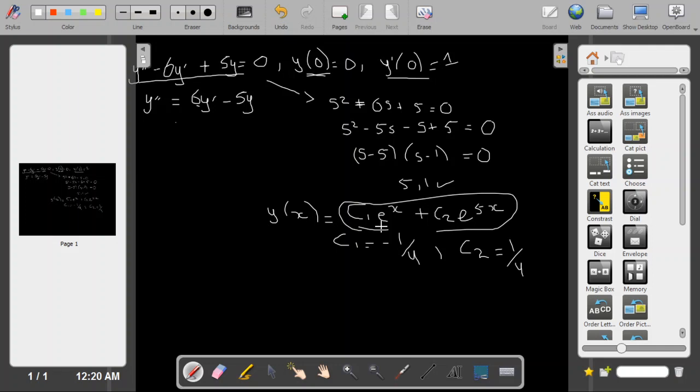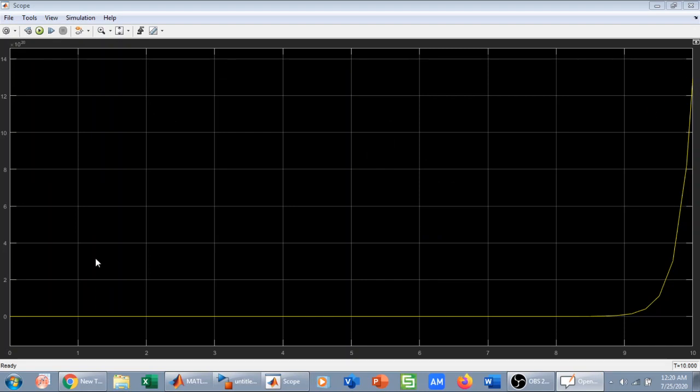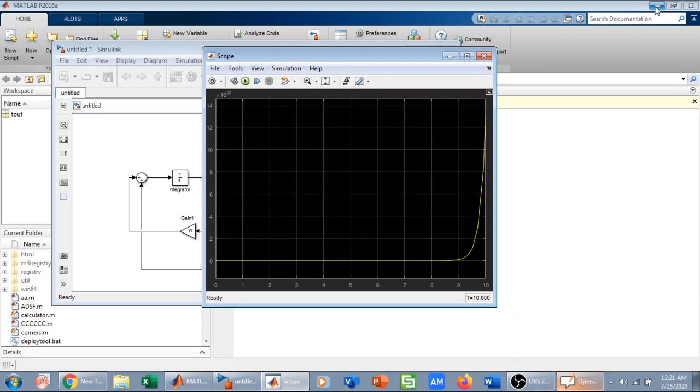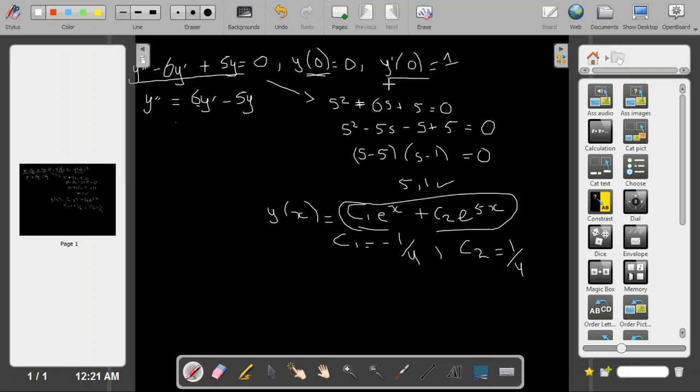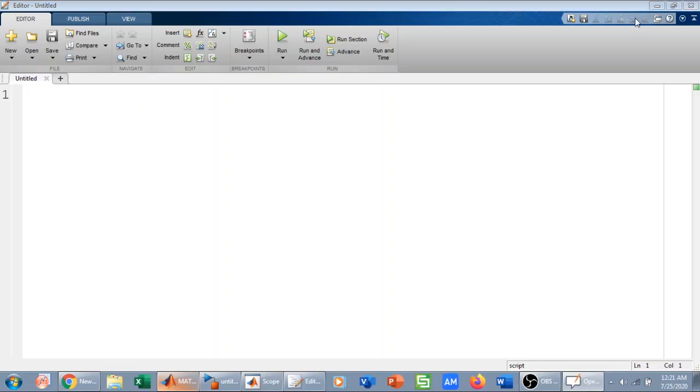So I will plot this solution in MATLAB, and then I will check whether I get the same graph as this graph or not. So remember this graph, that it was extending towards something, something like 10 power 20 at t is equal to 10. By the way, we'll not close this program, so we'll go to MATLAB and we will open the editor by clicking edit. I should drag it to the right side so that it's more clear to you.